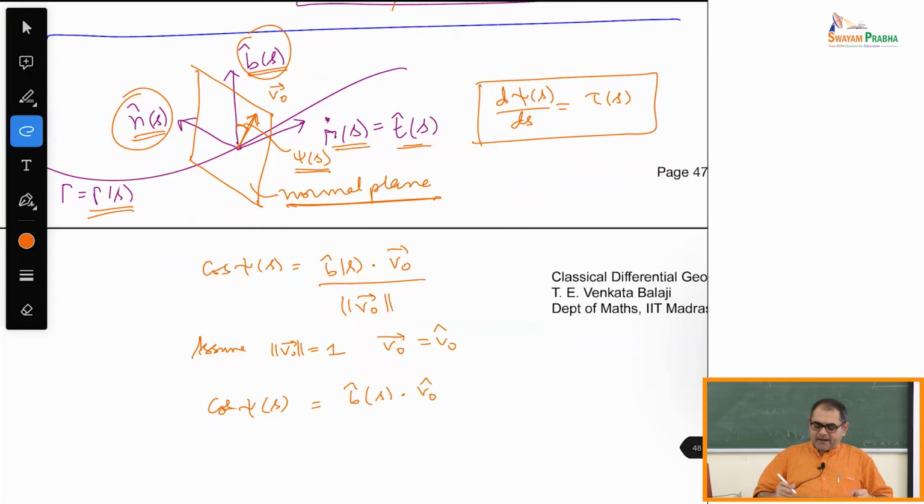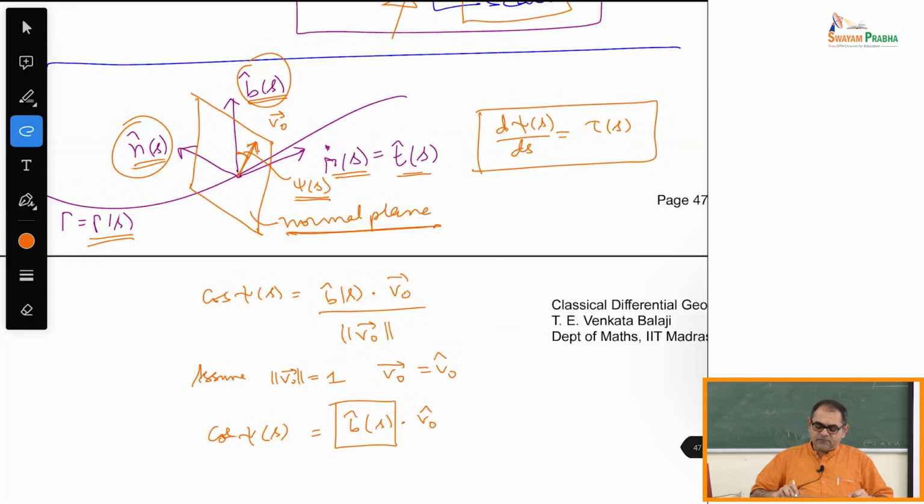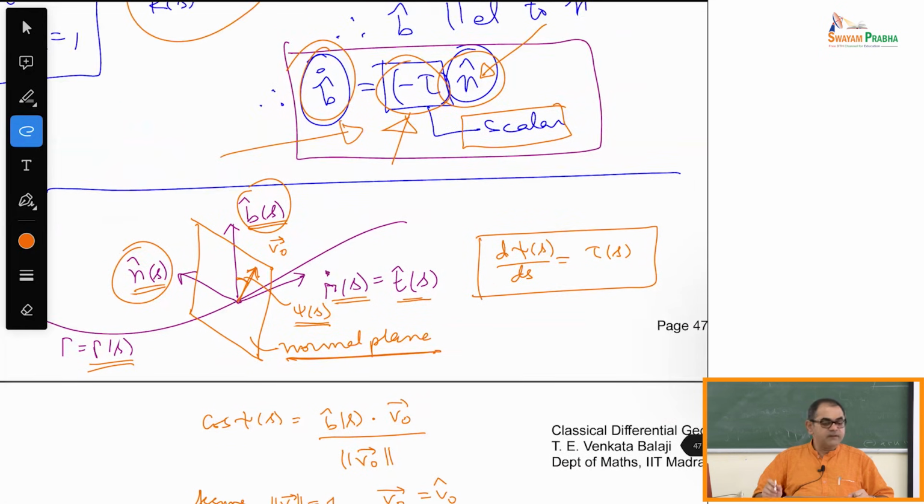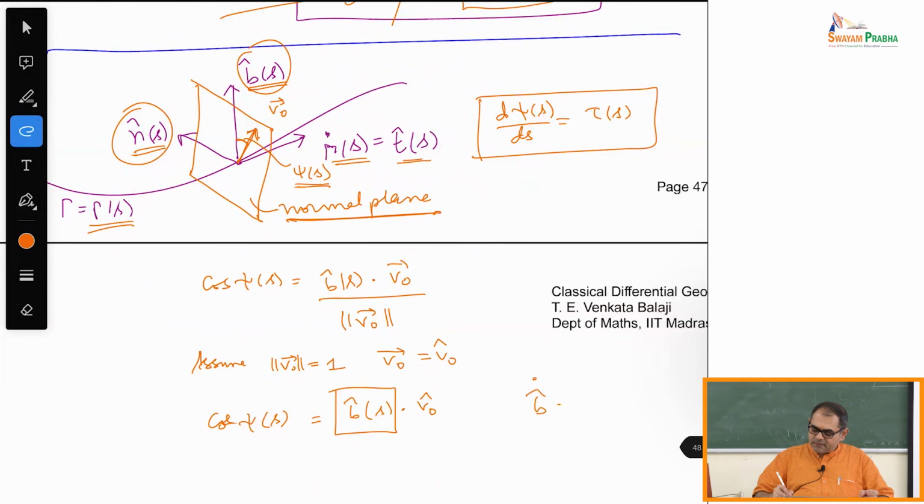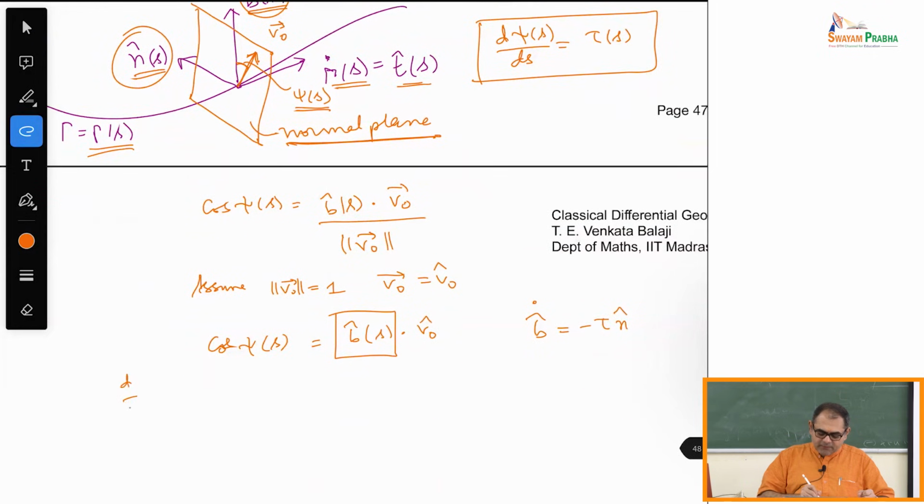All right, now you differentiate this, because I want to relate it to torsion. Torsion is what I get when I differentiate the binormal, and we just got it here. The way we have defined torsion is you differentiate the binormal, and that is in the n cap direction, and the scalar involved is minus tau. So b cap dot is equal to minus tau n cap. Therefore you differentiate it with d by ds; mind you, the dot is derivative with respect to s.